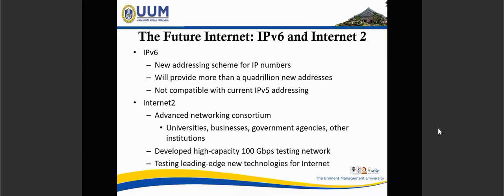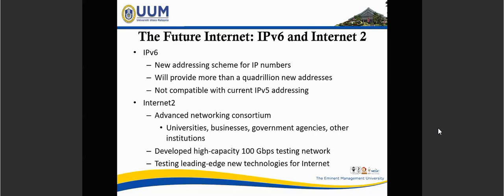Comparing a thousand to a billion, you imagine that. Thousands of times more than IPv4. Imagine to what extent IPv6 provides more IP addresses than IPv4. So IPv6 is a new addressing scheme for IP numbers. It provides more than a quadrillion new addresses, not compatible with the current IPv4 addressing. So a new way of addressing.